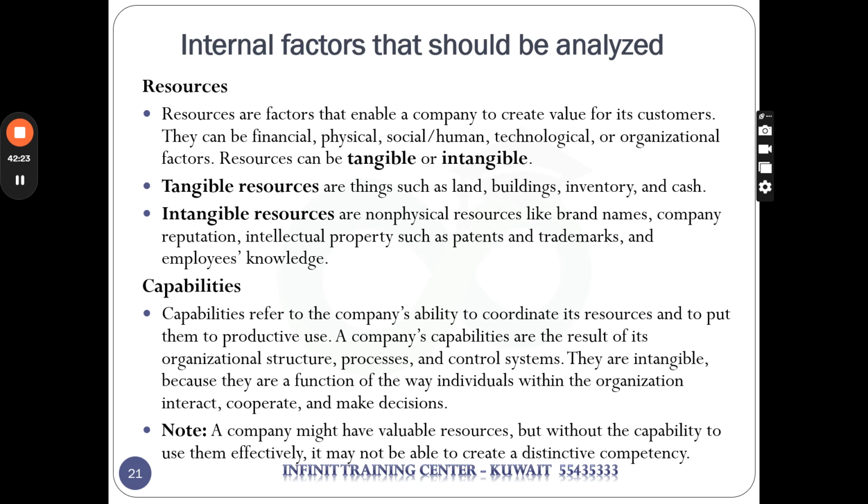So internal factors that should be analyzed are resources and capabilities. Resources are factors that enable a company to create value for its customers. These resources can be financial, physical, human, or technological, and they can be tangible or intangible.